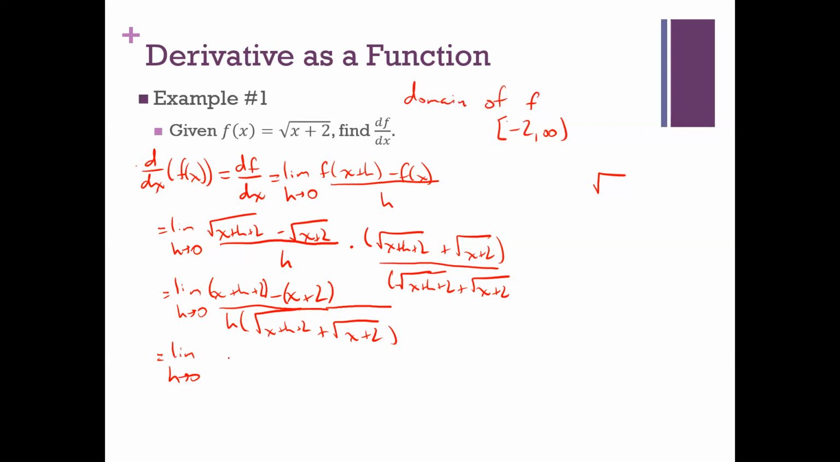Right, so we've done a few of these, let's fast forward a couple steps here. x and x cancel, 2 and 2 cancel. But also now I'm going to have h over h, right? So I can hopefully do this: 1 over the square root of x plus h plus 2 plus the square root of x plus 2. Can that limit be evaluated?